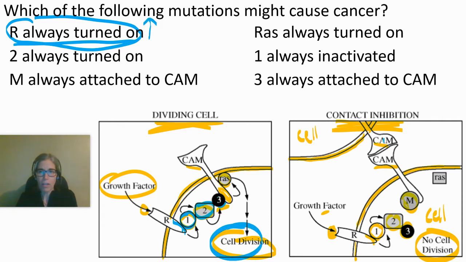I know that if there's CAM to CAM binding, then that will stop the whole thing. But it is a bad thing if R is always turned on. It is just one more step toward a cancerous cell.